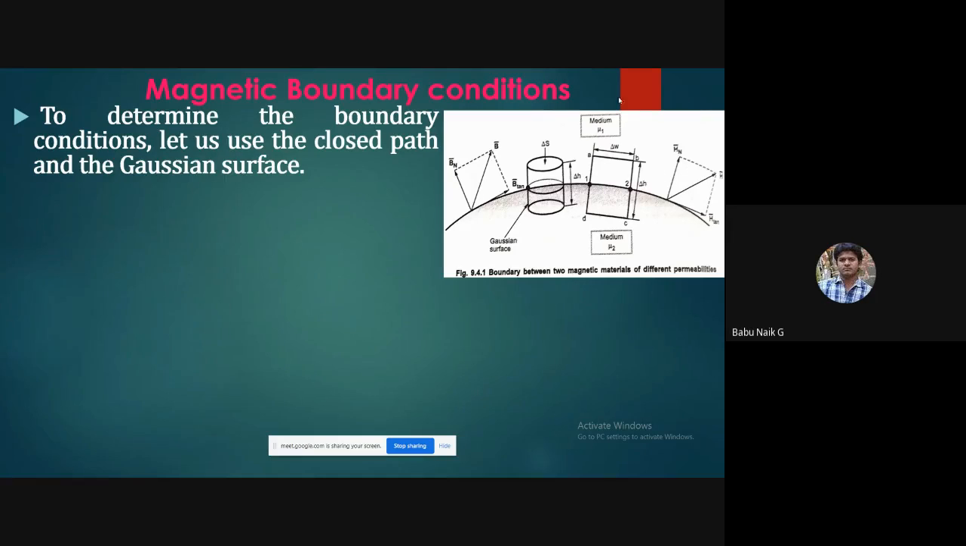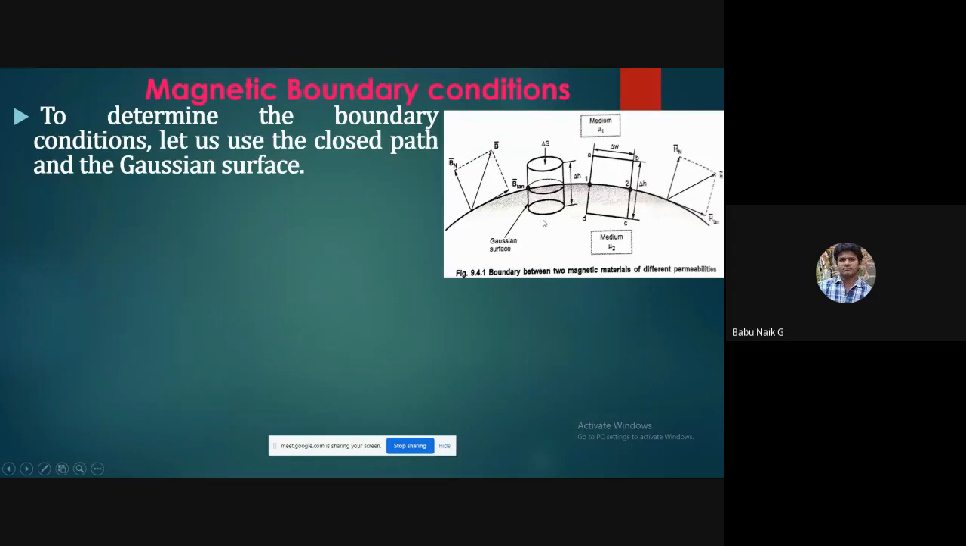In a similar way, we take the other one as a closed path. So the other one is a closed path here, which lies completely half the distance in medium 1 and half the distance in medium 2. Now, by considering these two, we need to calculate what our magnetic field and magnetic flux density are.